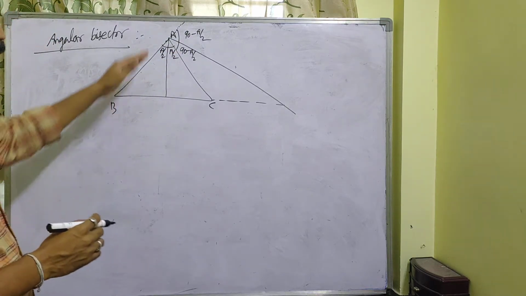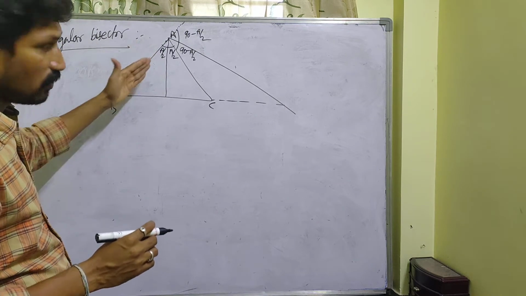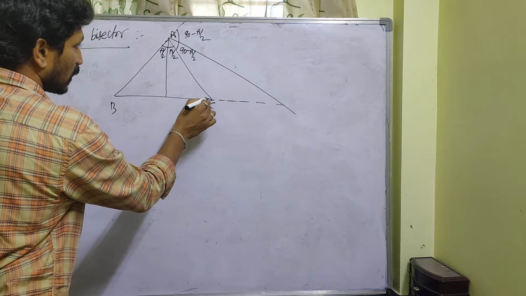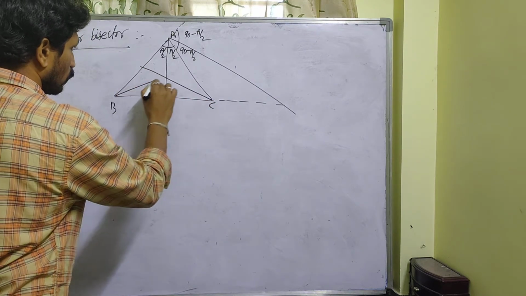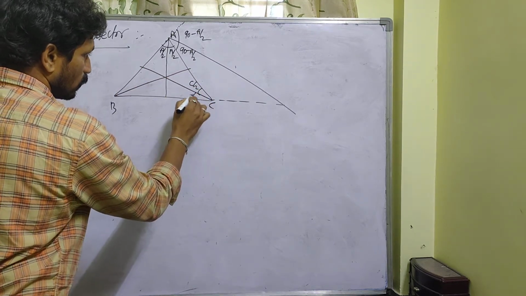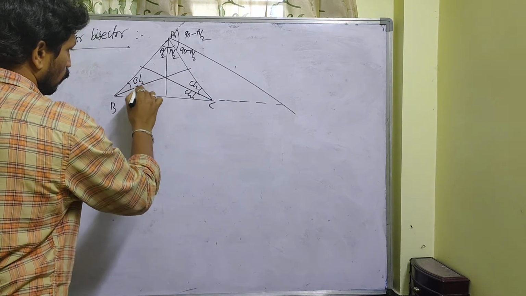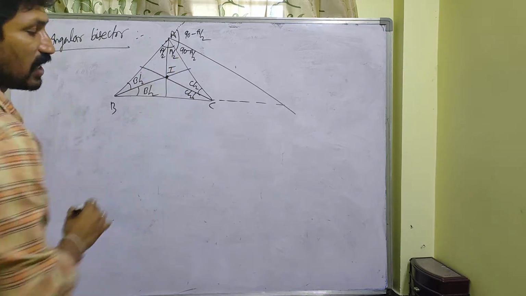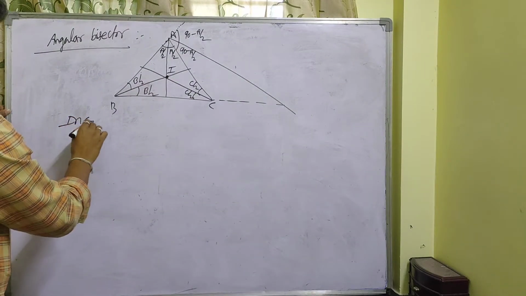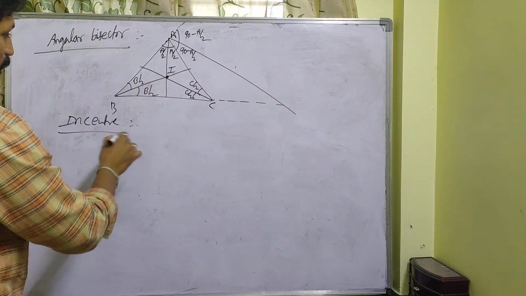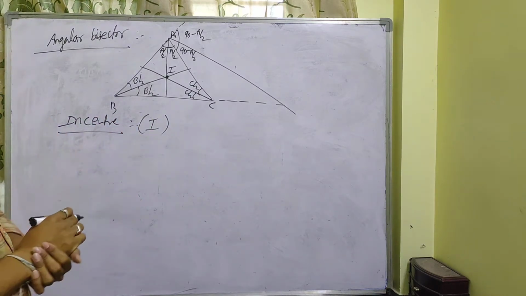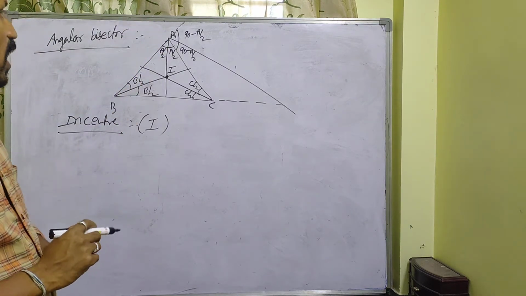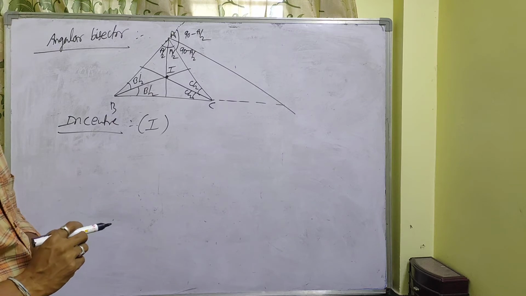Like this, the 3 internal angular bisectors are concurrent. This is C by 2, C by 2, B by 2, B by 2. Now this point of concurrence is called the incenter, denoted with capital I. Very, very important: the point of concurrence of angular bisectors is called the incenter.